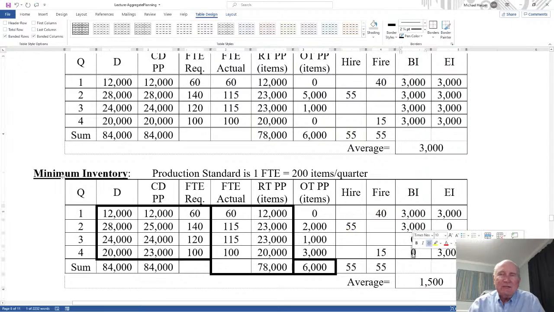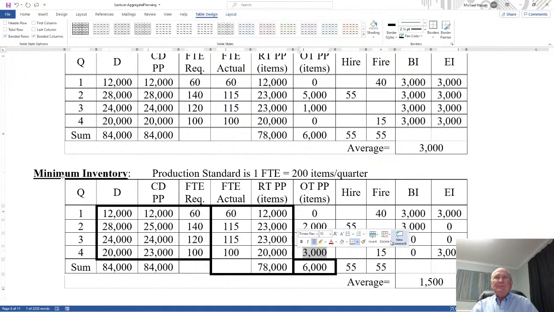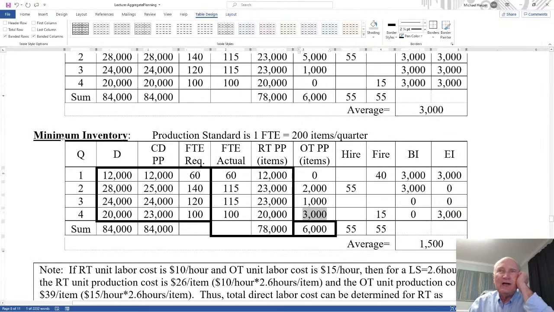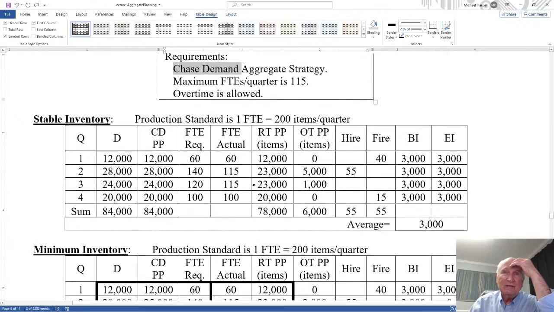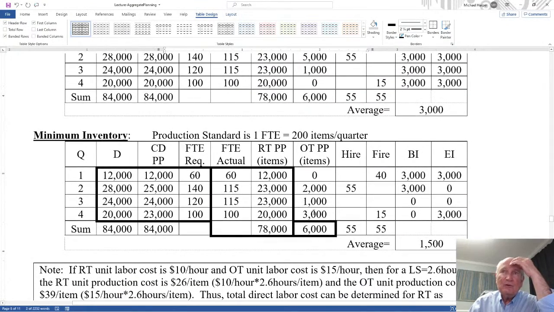Now in the fourth quarter, I have 0. I have no overtime, but I'm required to have 3,000 at the end of the year. So somewhere I have to have 3,000. I put 3,000 on my overtime. A lot of people say, why don't you put it in regular time? It's cheaper, because regular time usually is cheaper. But if I put it in regular time, that would increase my FTEs, and then I would violate my chase demand. It's no longer chase demand, and I don't want to do that. So you put it in overtime. And then you have 3,000.